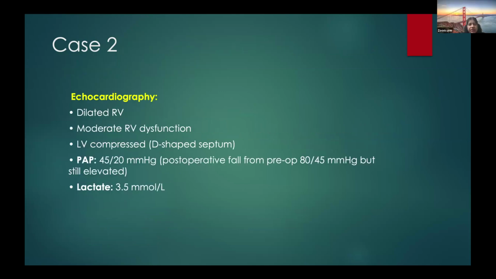So we can see in our echocardiography findings that the patient has a dilated RV with moderate RV dysfunction, and an LV compressed with a D shape of the septum, with a high pulmonary arterial pressure of 45/20. Post-operatively it fell from the pre-operative value, but it is still elevated, with a lactate of 3.5 millimole per liter.